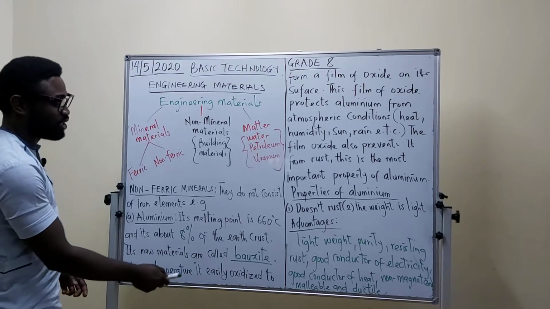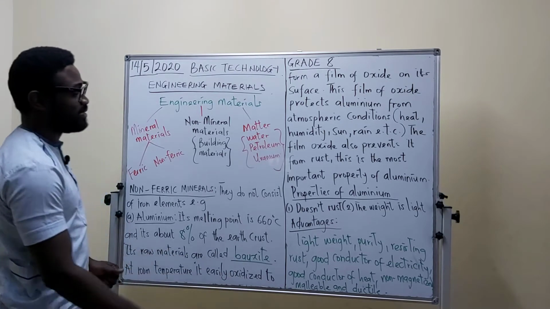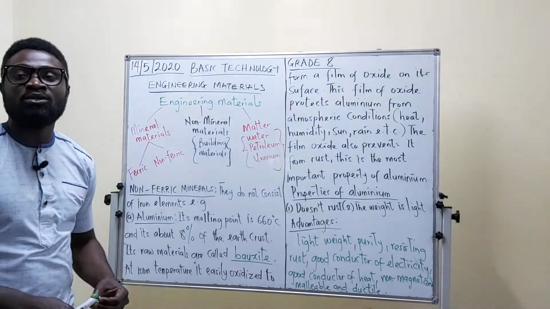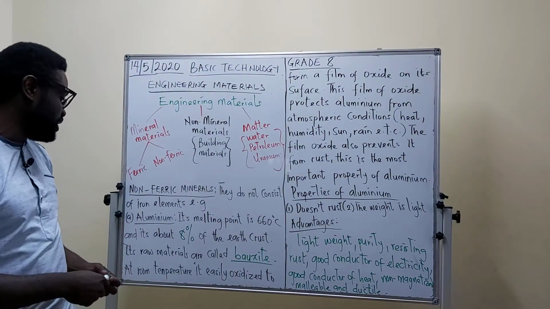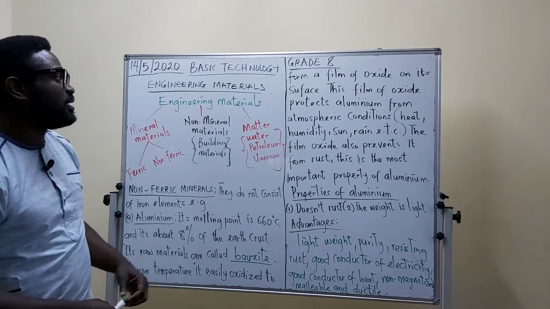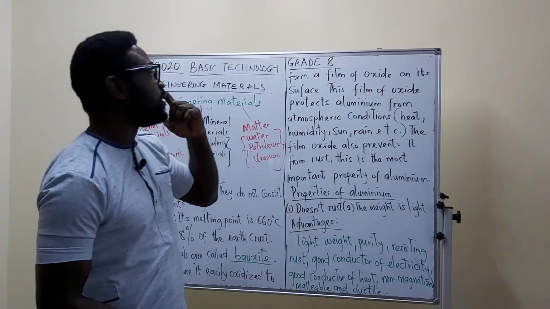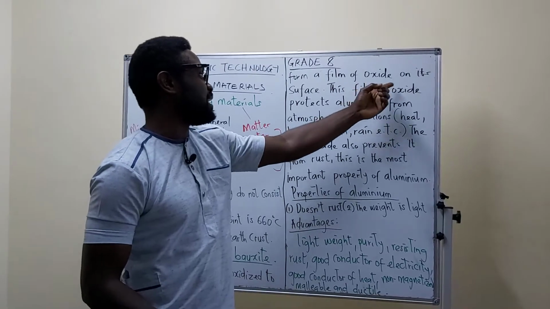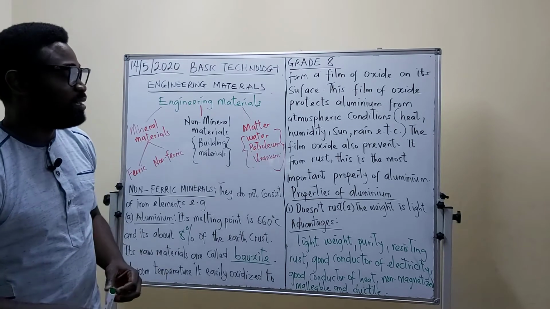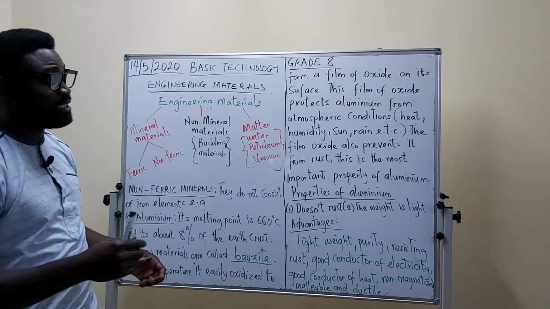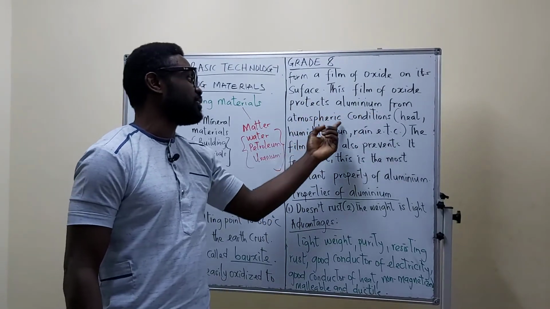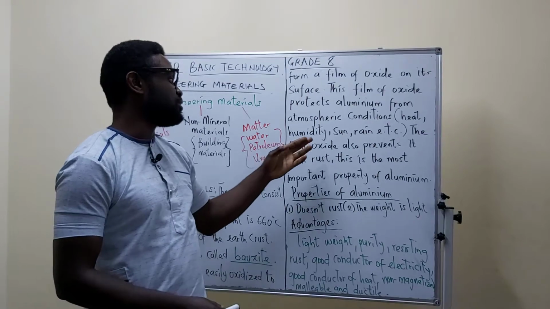At room temperature, it's easily oxidized. It means when we say something oxidizes under an atmospheric condition, which is room temperature, it is a natural process. It produces a film of oxide on its surface. This film of oxide is a very important positive thing when it comes to aluminium. This film of oxide protects aluminium from atmospheric conditions like heat, humidity, sun, and rain.